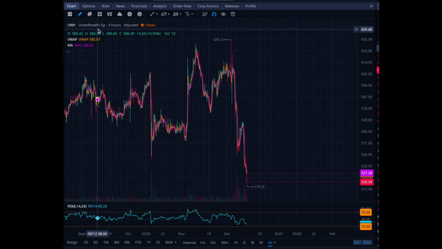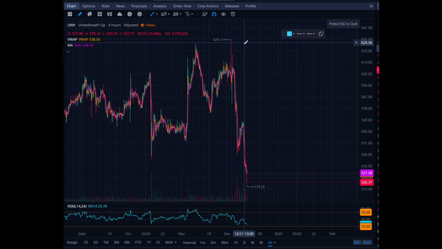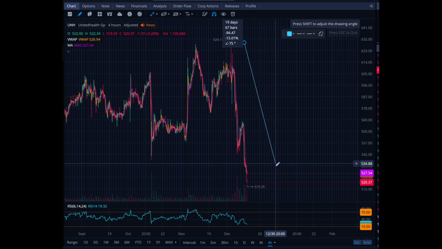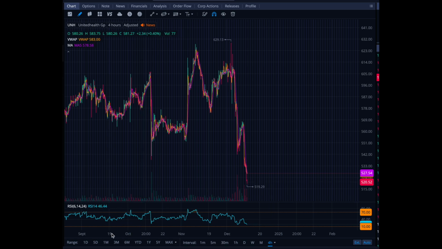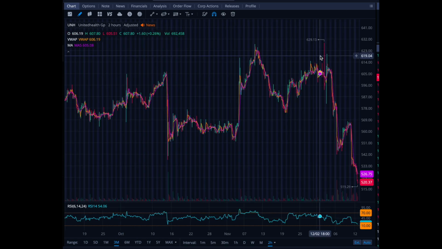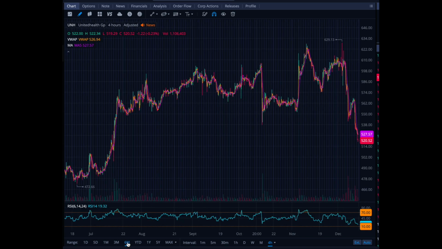Today we're going to look at United Healthcare Group, ticker symbol UNH. If you look at the 6-month chart, is this a buy? That's the question we're trying to figure out. 629 all the way down to a current share price of 520. It's down 17% within the last 6 months. Realistically, within the last month, ever since their news that came out, it has been selling off.